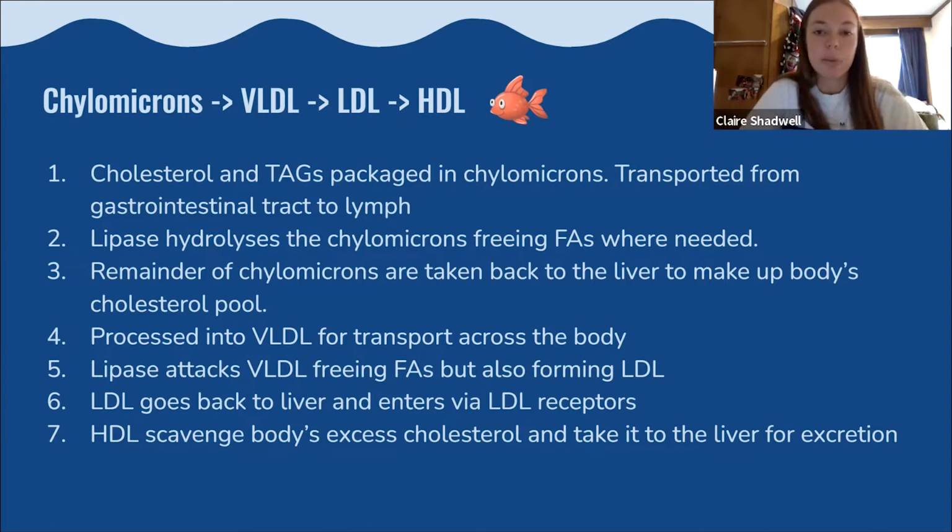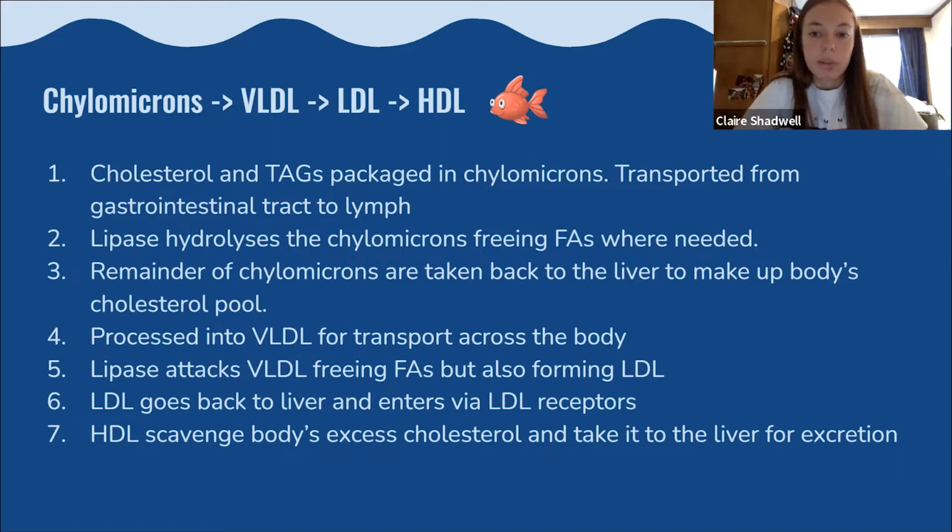And so this is just a summary, on this slide, it's a bit of information, of how they go to each different lipoprotein. So the cholesterol and triglycerides are packaged into chylomicrons. And if you remember from last week, this happens in the cells in the gastrointestinal tract. And then these are exported through lymph. And then lipase hydrolyzes the chylomicrons, freeing their fatty acids where needed. And the remainder of the chylomicrons are taken back to the liver to make up the body's cholesterol pool.